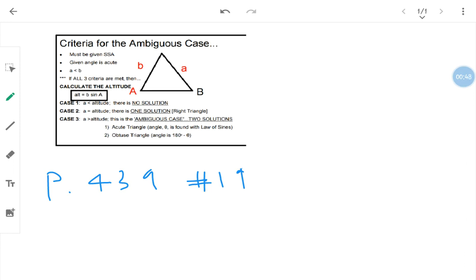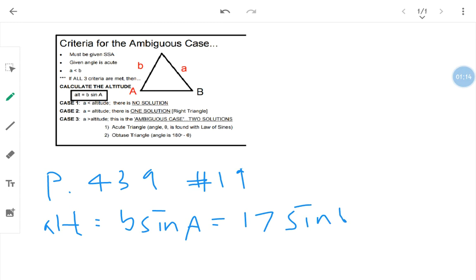Yes, it is, because they gave you the two sides and then one angle, which is A. The given angle is acute. Angle A is 64, it is acute, and A is shorter than B, which is 16 is shorter than 17. So yes. Let's check the altitude. Altitude is B times sine A. What is my B? 17, times sine 64.